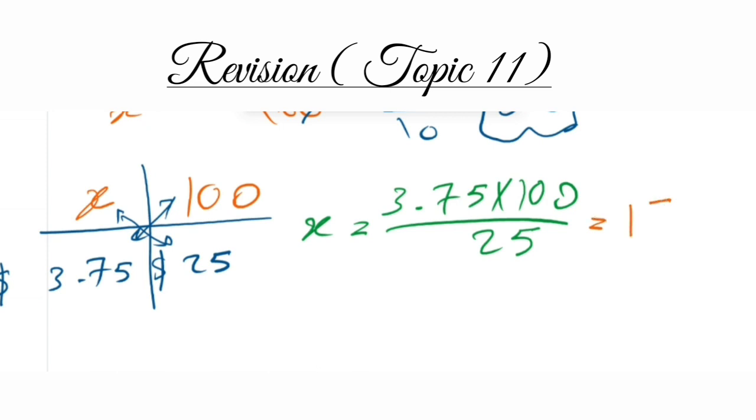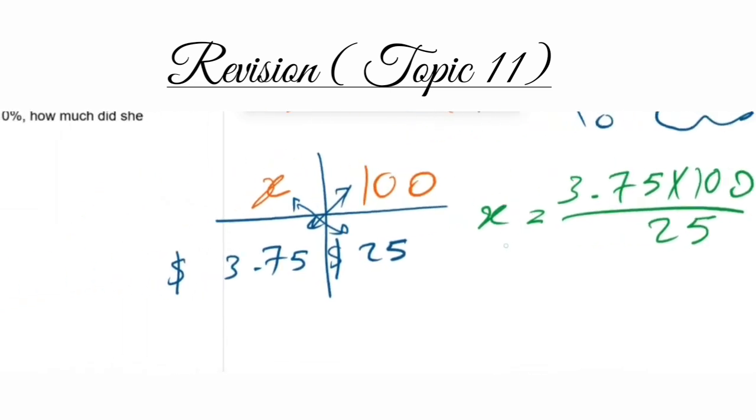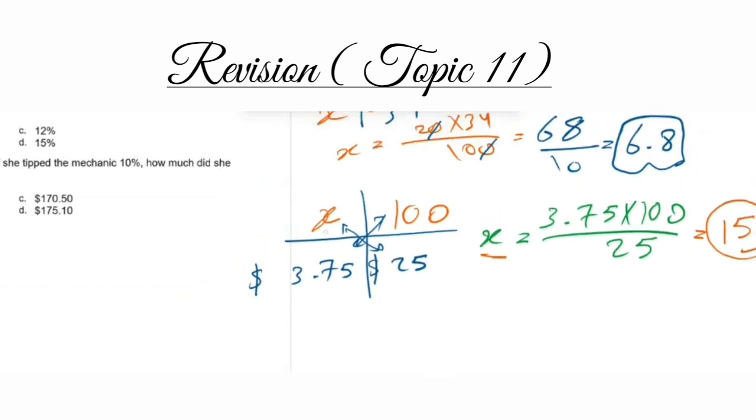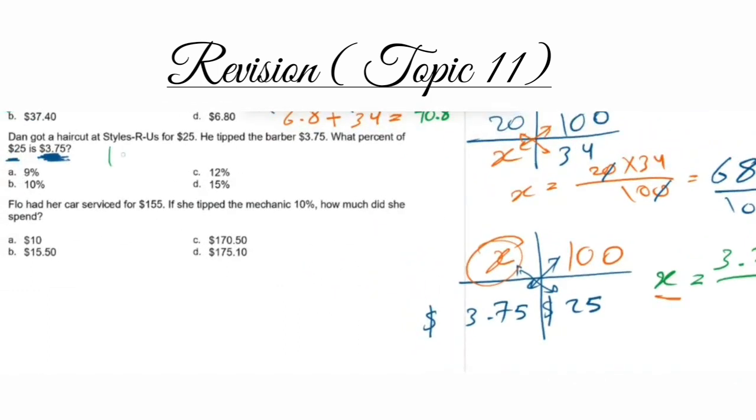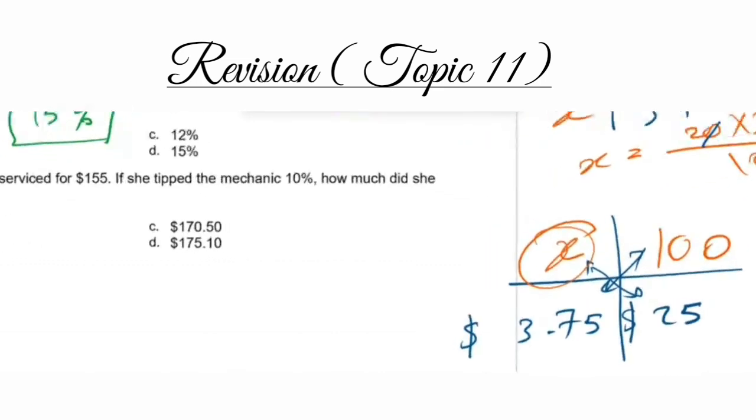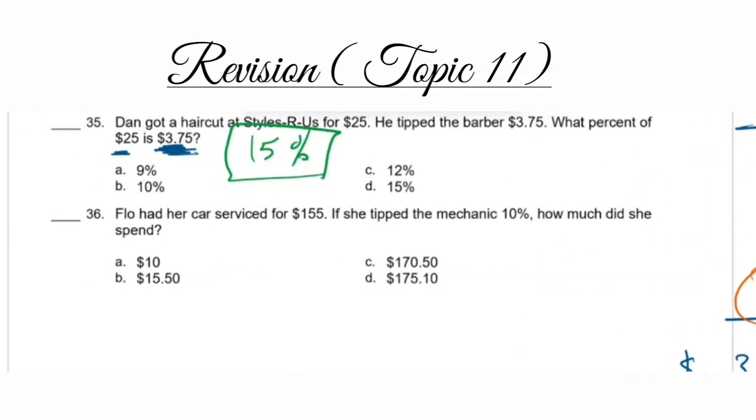So the answer is 15. And remember that 15 is x and x is percent. So remember that you have here 15 what? 15%. Don't forget to use the symbol of the percent. So the answer is D.